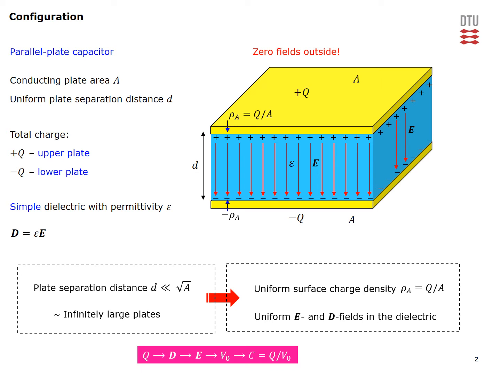So we are using the standard procedure from the book, where we have assumed charges Q on our conductors. We will then determine the D field. When we know the D field, we will determine the E field. When we know the E field, we will determine the potential difference or the voltage between the two conductors. And then finally we will determine the capacitance as the assumed charge divided by the determined potential difference.